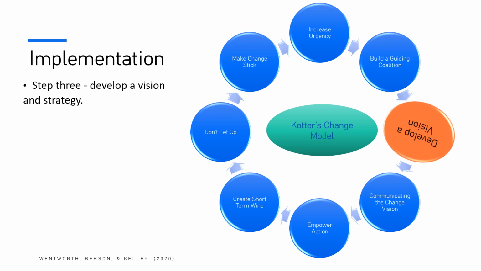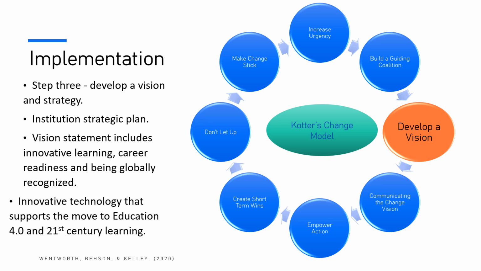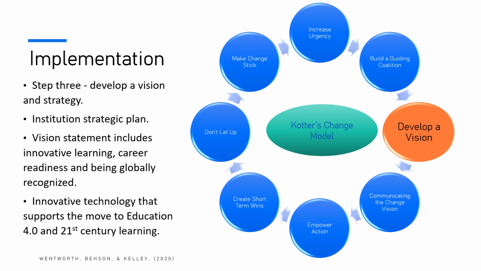Step 3 of Kotter's change model encourages developing a vision and strategy. Adopting a new LMS should stem from the institution's strategic plan to ensure it supports long-term goals and aligns with the overall vision. Elements of this institution's vision include innovative learning, career readiness, and being globally recognized. These important components of the strategic plan encourage new and innovative technologies like Blackboard Ultra that support the move to Education 4.0 and 21st century learning.